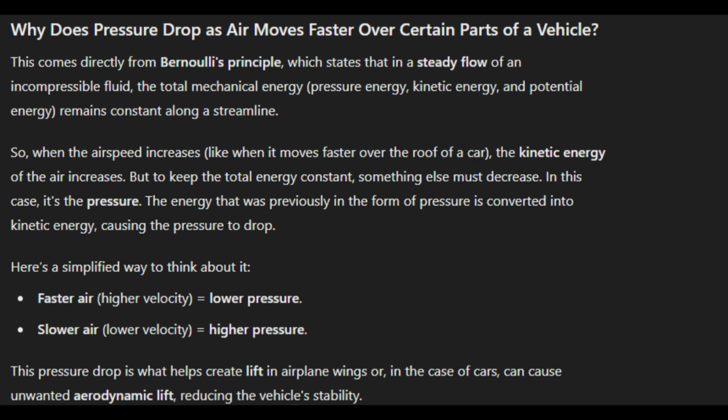Here's a simplified way to think about it. Faster air, higher velocity, equals lower pressure. Slower air, lower velocity, equals higher pressure. This pressure drop is what helps create lift in airplane wings or, in the case of cars, can cause unwanted aerodynamic lift, reducing the vehicle's stability.